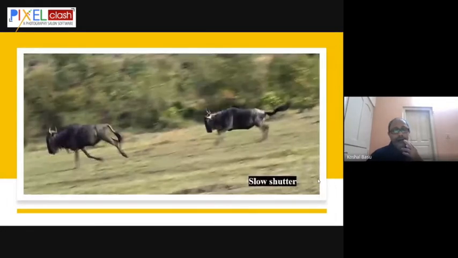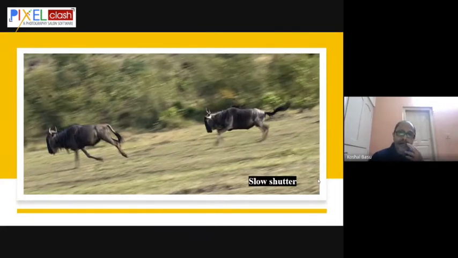You just see what I have told you, the slow shutter pattern. This wildebeest is running, and this is a slant. Actually, this terrain is slant. I could have used a stationary statement, but I have intentionally not done this, because this terrain is all a slant, going through a slope.